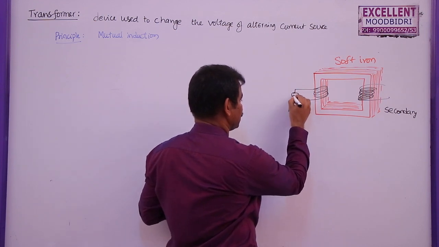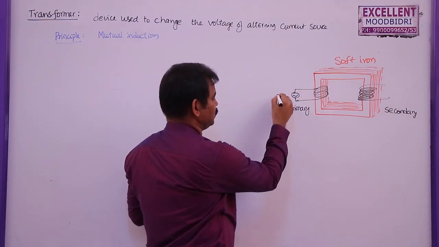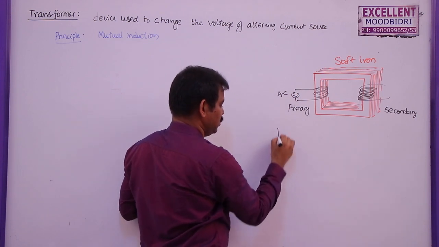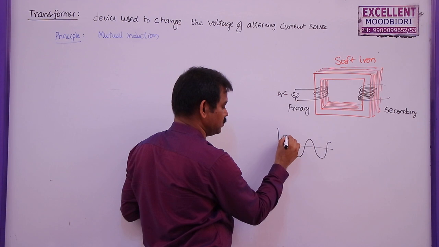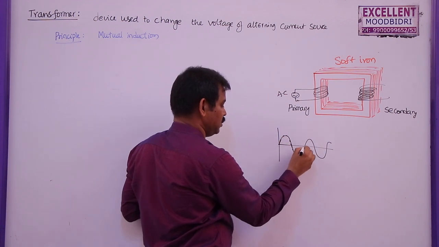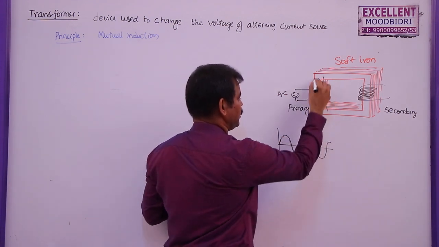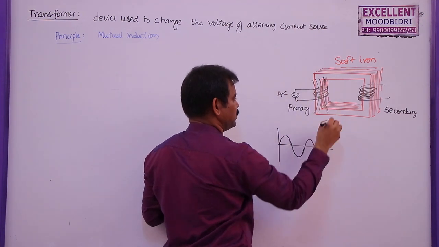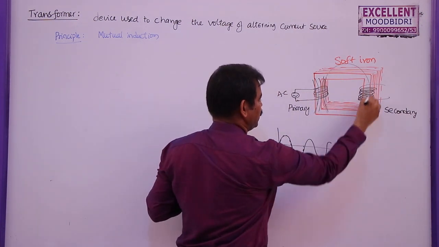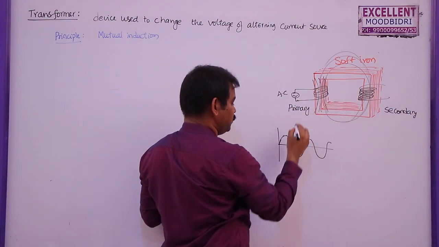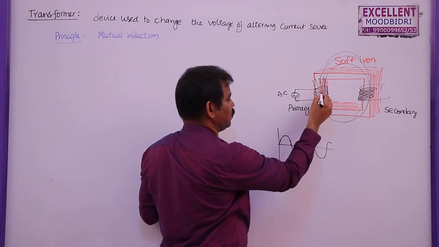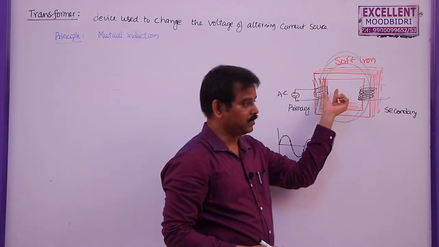So let me connect this to an AC source here. When the AC source is connected, we know that the input current varies like this. Whenever there is an increase in current, a decrease in current, and then in the reverse direction, the field lines will travel in this direction. The field lines gradually increase, and as they are closed lines, this flux will pass through this one also. If the current decreases and becomes zero, the field lines become zero here, and the flux will become zero.